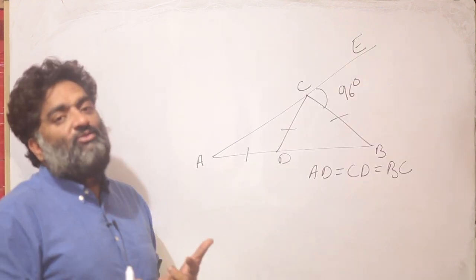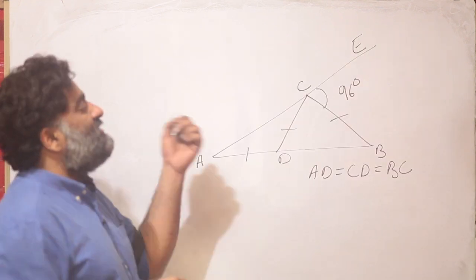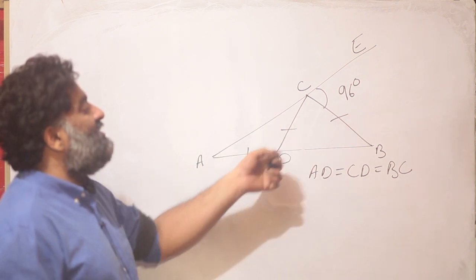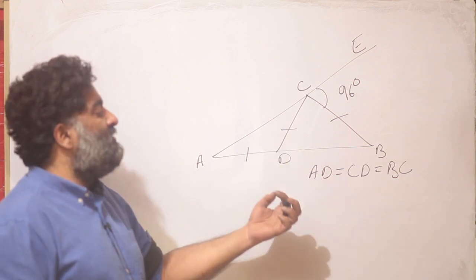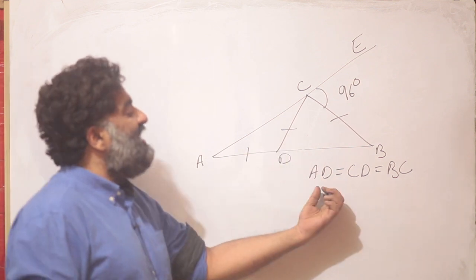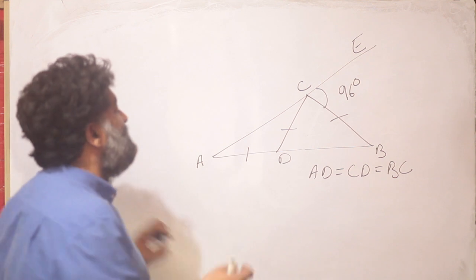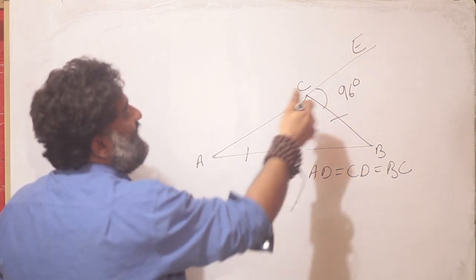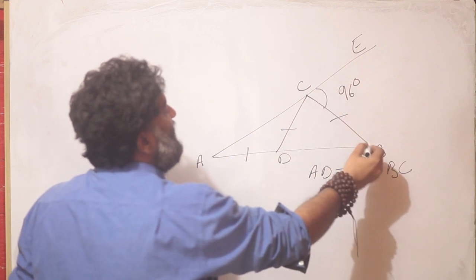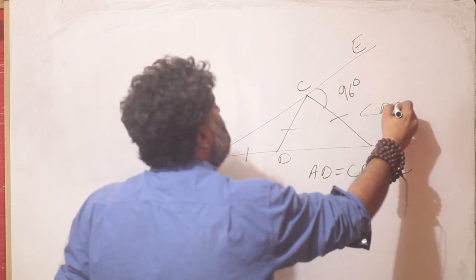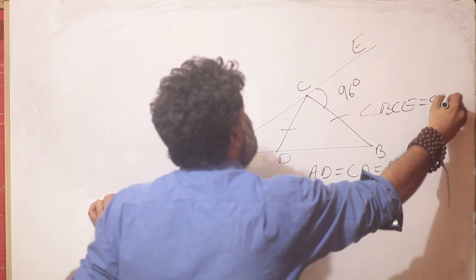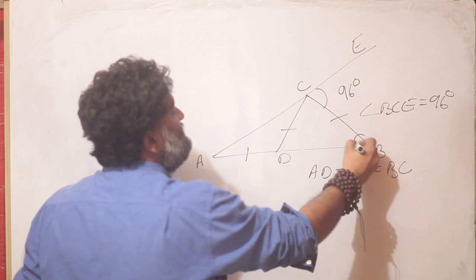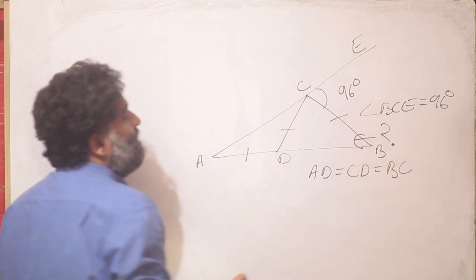So I hope you tried out the questions and had a little fun with them. This was our very first question, marked as example number 2, and this is the approximate representation of the figure given in the problem. The story given to us is AD is equal to CD is equal to BC. The other piece of information given is angle BCE is equal to 96 degrees. And your question is, what is angle DBC? So you are asked about this angle.